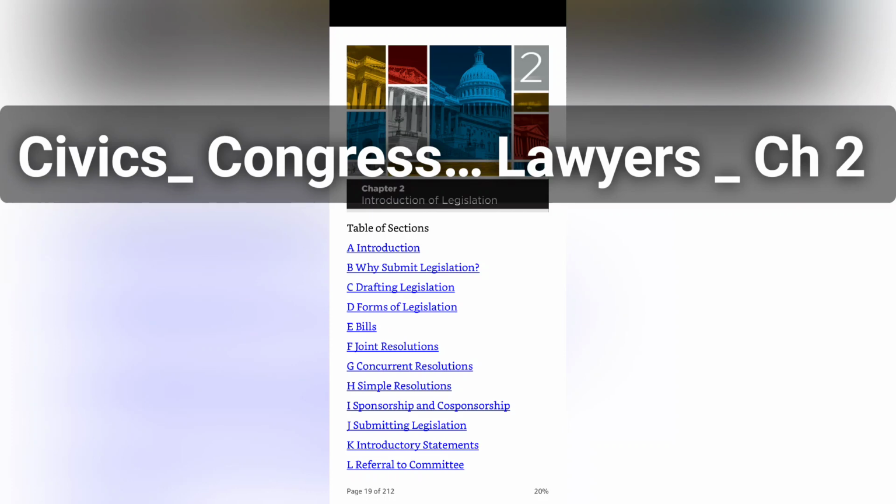special rule reported by the Rules Committee and adopted by the House. Leadership schedules measure for floor consideration. House debates and can amend measure. House passes measure.